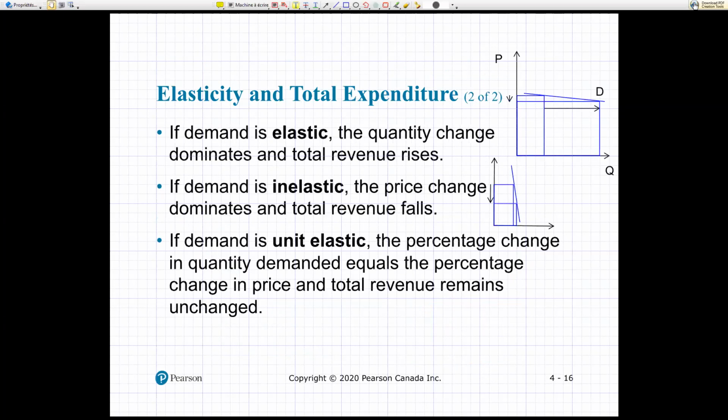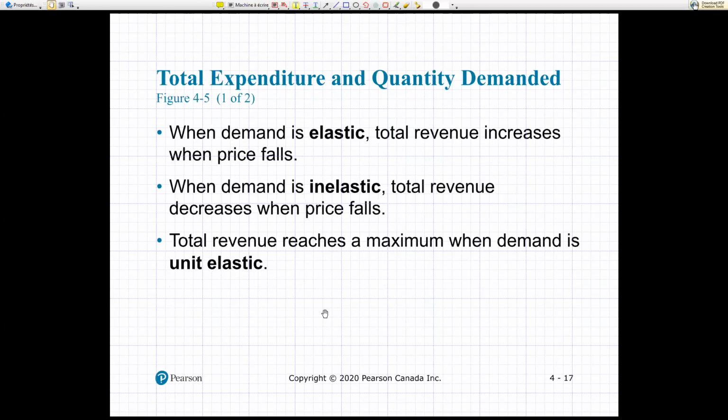So if, for instance, it's the price of oil in general, then if the price goes up or goes down, it doesn't translate into a lot of change in demand. Now, I don't have enough space to draw this point here, so let me just read it. If demand is unit elastic, the percentage change in quantity demanded equals the percentage change in price, and the total revenue remains unchanged. So let's try it.